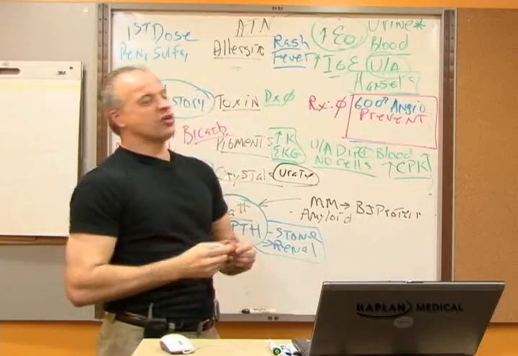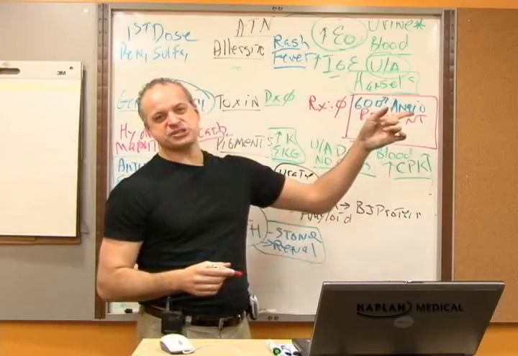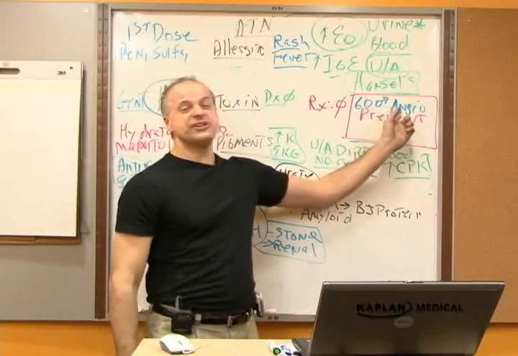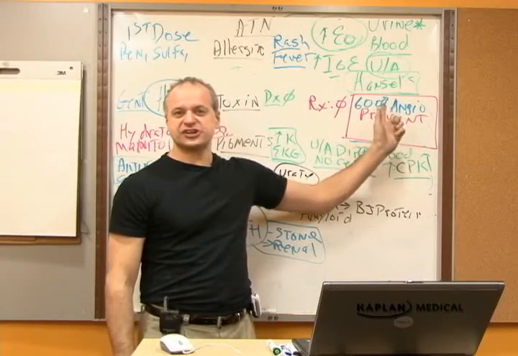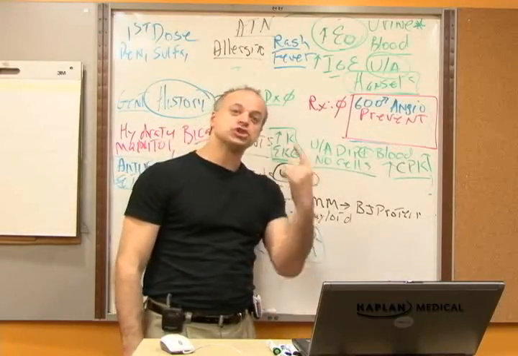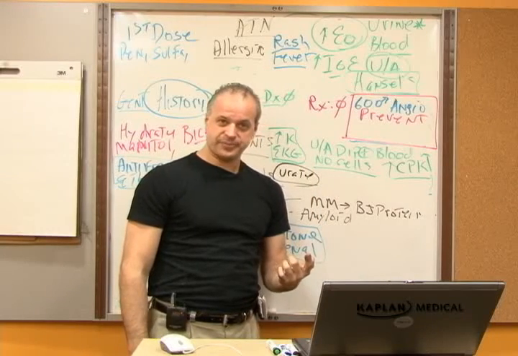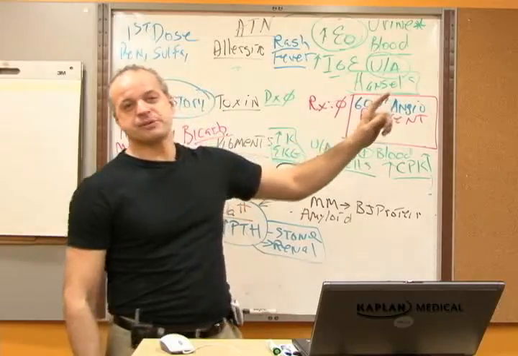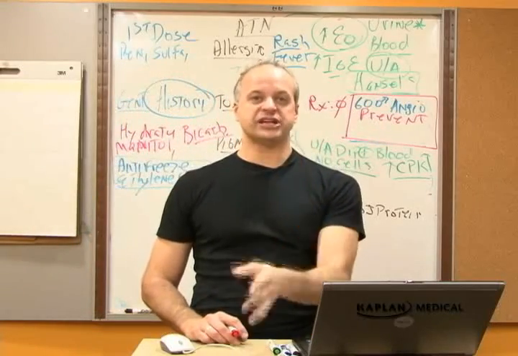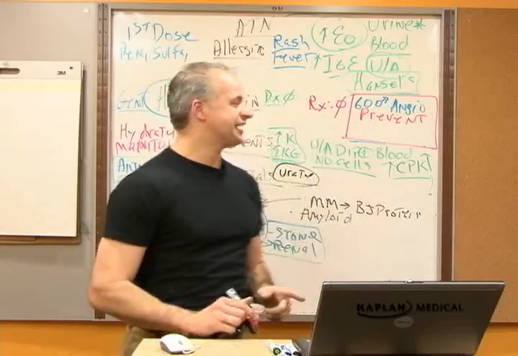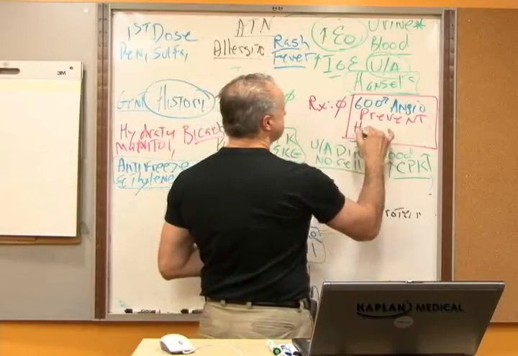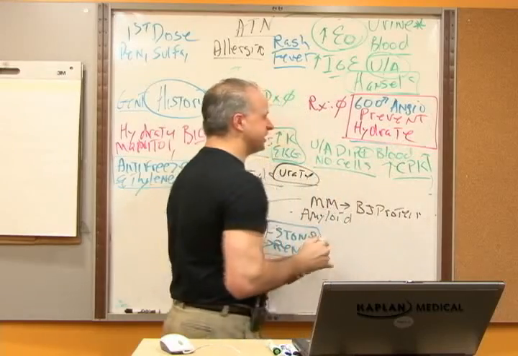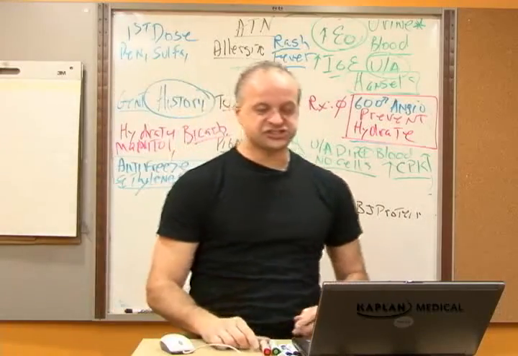A 60-year-old guy with a history of diabetes and hypertension has a very mild increase in his creatinine. What can you do to prevent that person from having renal failure worsening? And the answer is hydrate and N-acetylcysteine. Hydrate, N-acetylcysteine, bicarb.